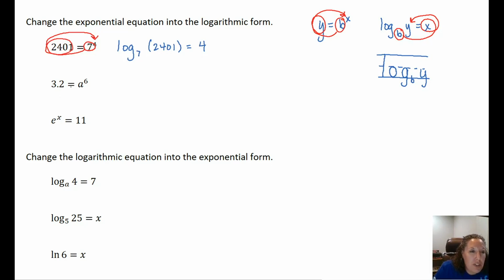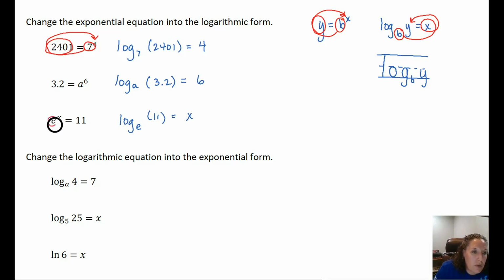Alright, if we have 3.2 equals a to the 6th, our base there is the base of the exponential, the a, and we're taking the log of 3.2, and our exponent is going to be the number that is by itself. E to the x equals 11. Here we're going to have a log base e of 11 is equal to x, that exponent x.